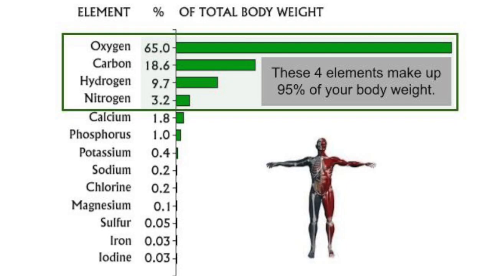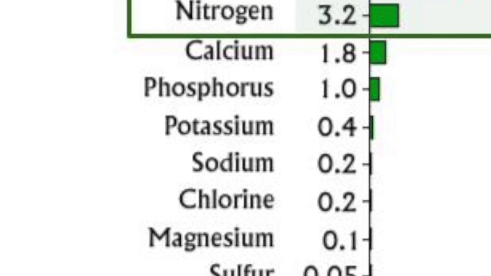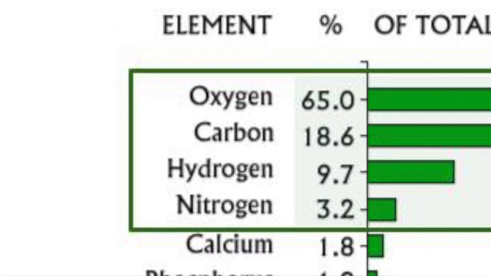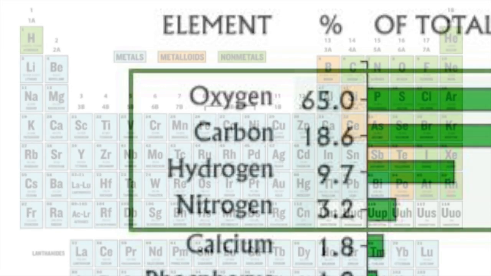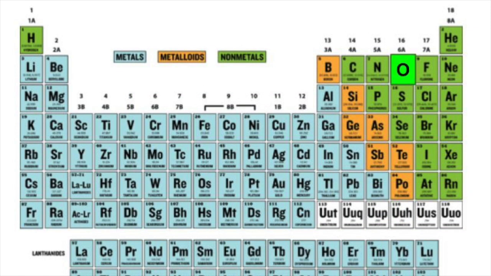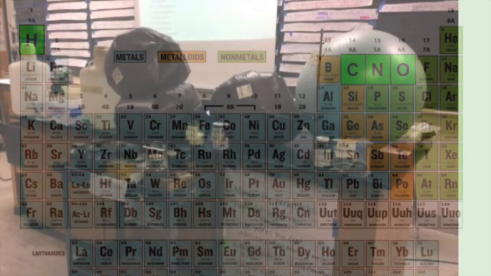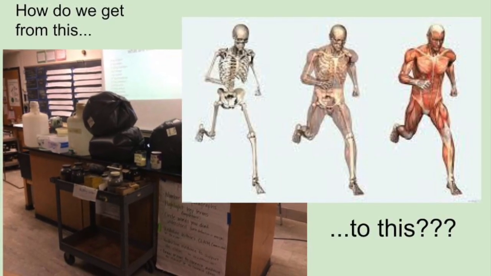It's amazing that something as complex as the human body is made of only a few elements, and 95% of our weight comes from only these 4 elements. What do these 4 have in common? Oxygen, carbon, hydrogen, and nitrogen. They are all nonmetals. So how do we get from this to this?